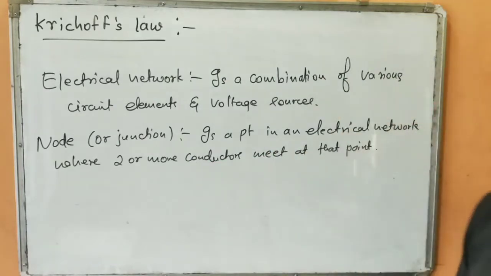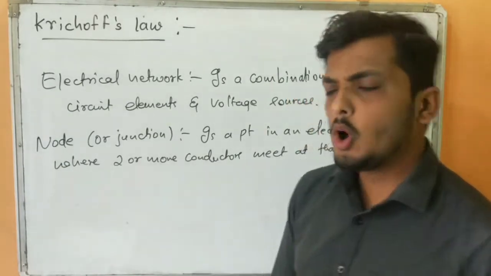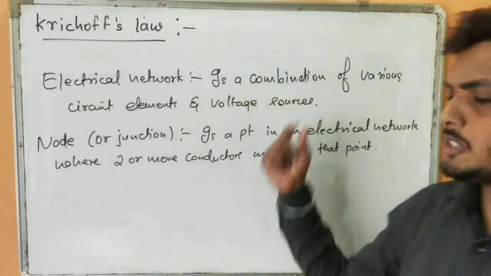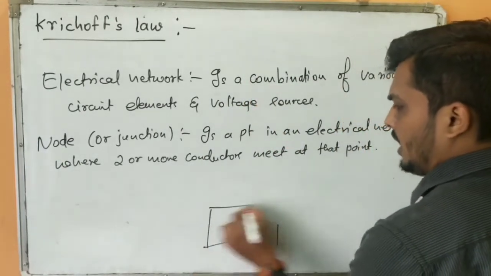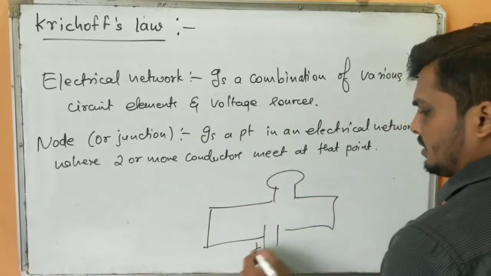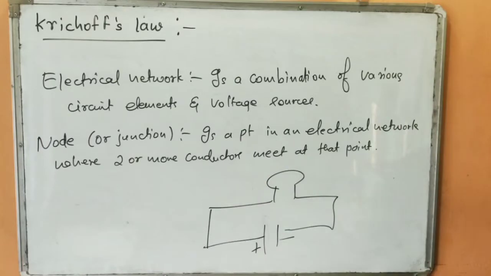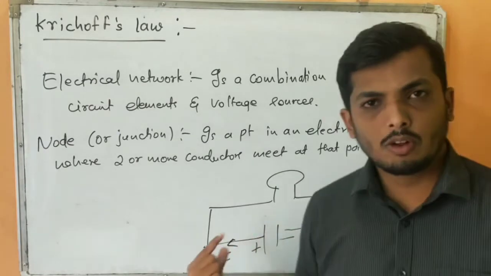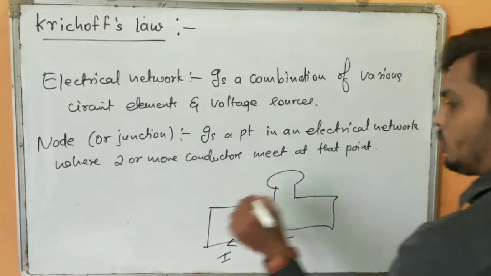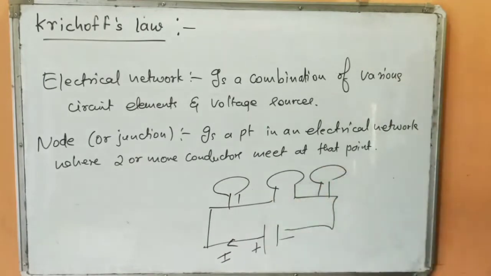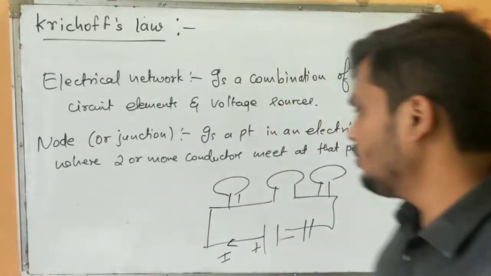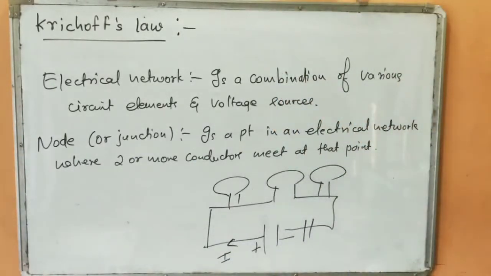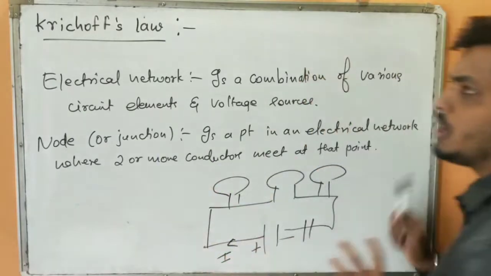So an electrical network is the combination of various circuit elements and voltage sources. So far we were having just one battery connected with a bulb and maybe at times a resistance, and we used to show that current flows from positive to negative direction and electrons flow opposite to the direction of the current. But now we are going to take two or more conductors, two or more bulbs. Possibly we will also take two or more voltage sources, and we are going to see what changes take place in the circuit elements. All these combinations will be governed by Kirchhoff's law.